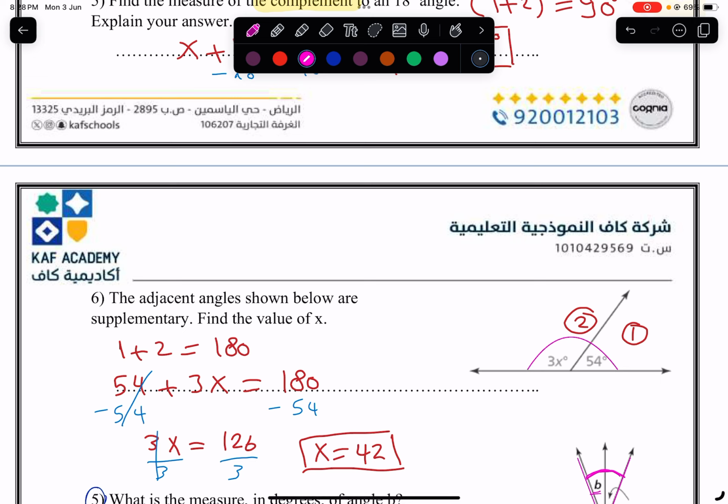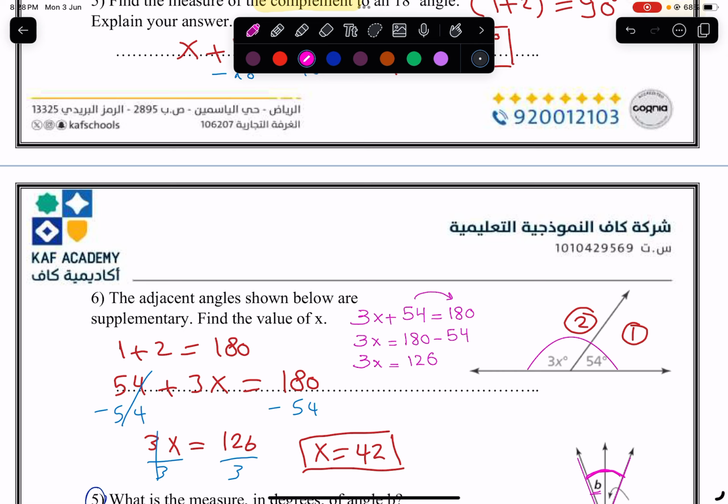So 3x plus 54 equals what? Equals 180, because it's a supplementary angle. So we can write 3x plus 54 equals 180, because the summation of these two angles is 180. Now I will move the 54. So 3x equals 180 minus 54. 180 minus 54 is 126.